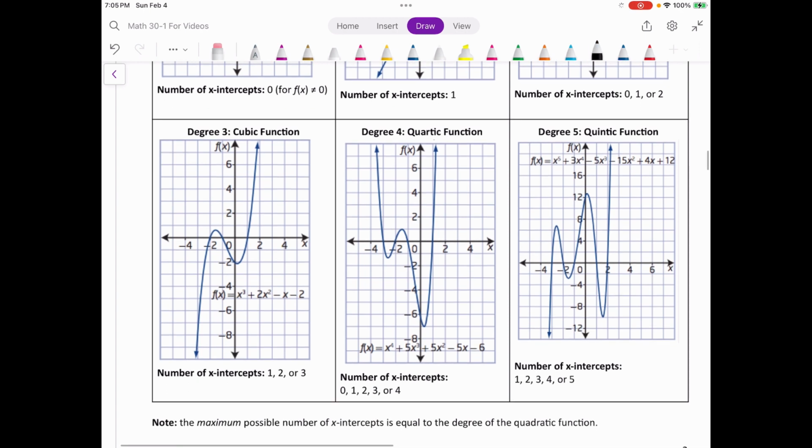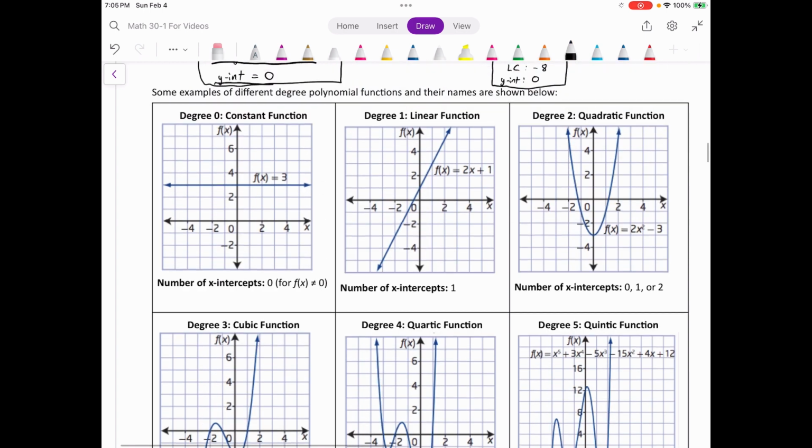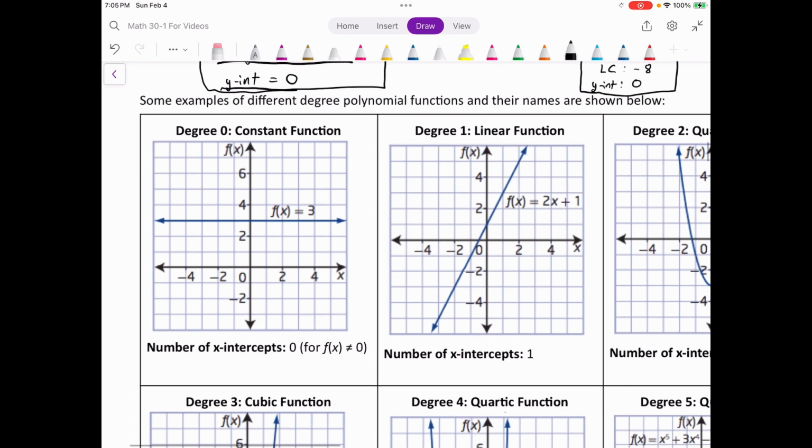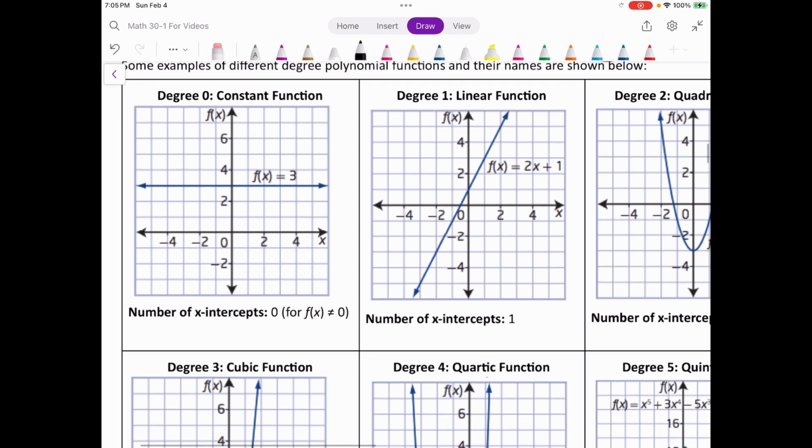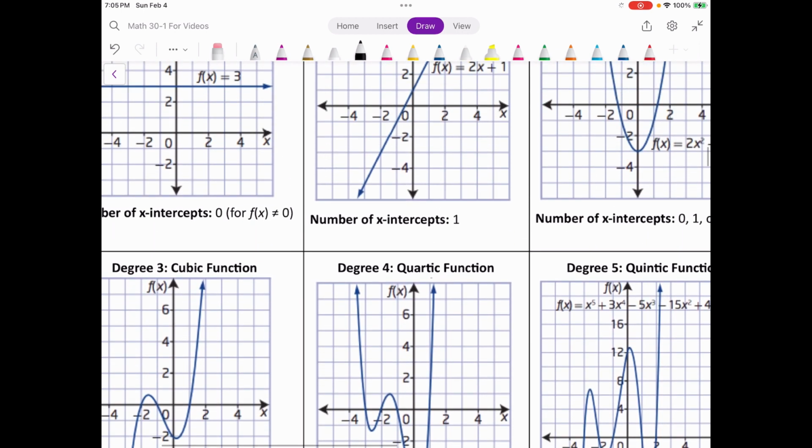Again, there's no reason we really have to stop there. Technically, all the skills we're going to talk about could be applied to degree 6, 7, 8, 9. They just had to stop it somewhere, so they said, okay, let's stop the curriculum at degree 5. Now, if we take a look here, one of the first things we're going to talk about with these is the possible number of x-intercepts. You can see that's listed for each of these here.